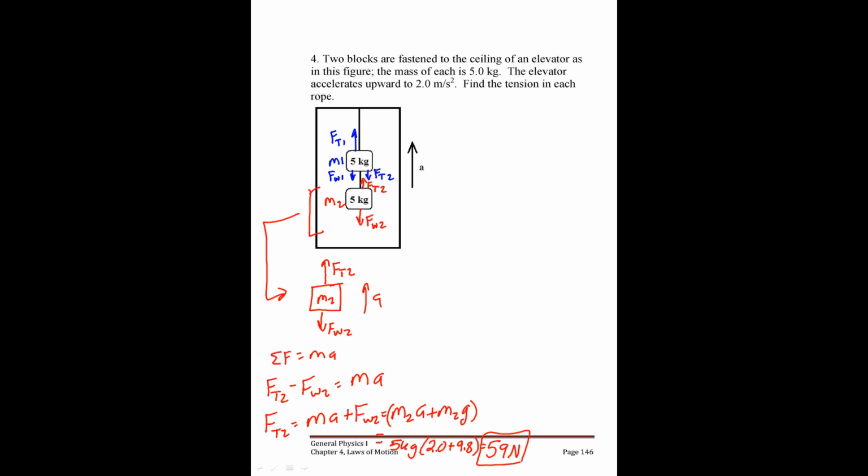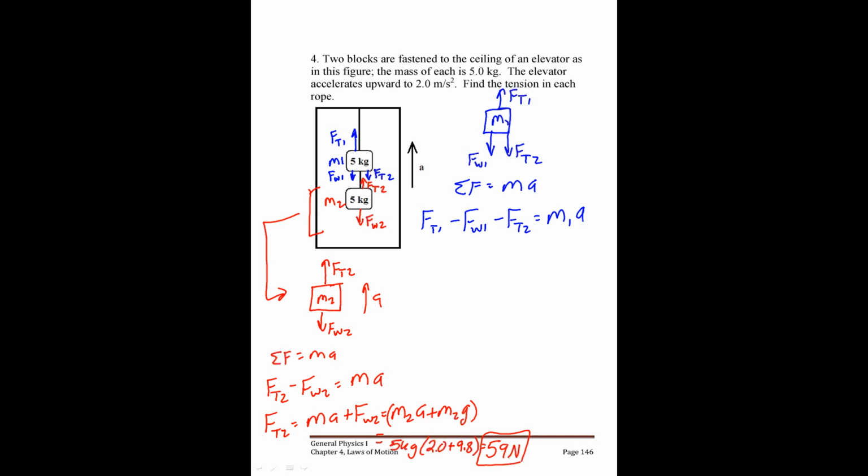Now let's take the top block, which has more forces acting on it. It has FT1, FW1, that's the weight of that block. And then it also has the tension in the second rope, FT2. This is M1. Now I do the sum of the forces equals M times A. FT1 minus FW1 minus FT2 equals M1A. Now here the 2 blocks have the same mass.